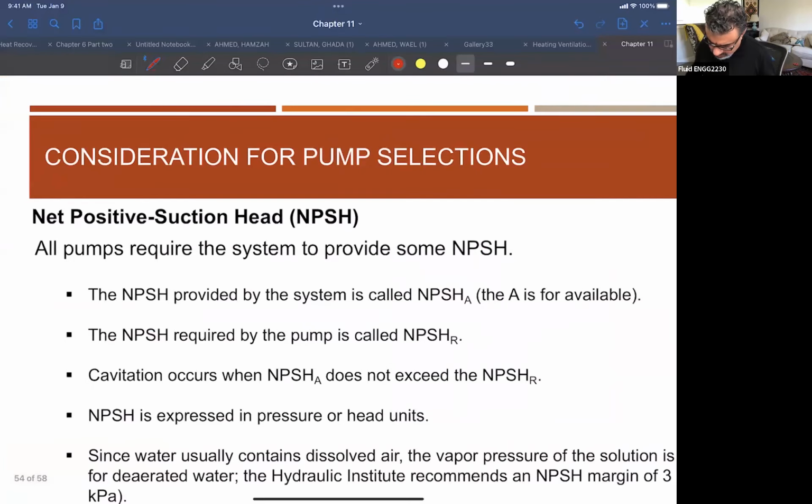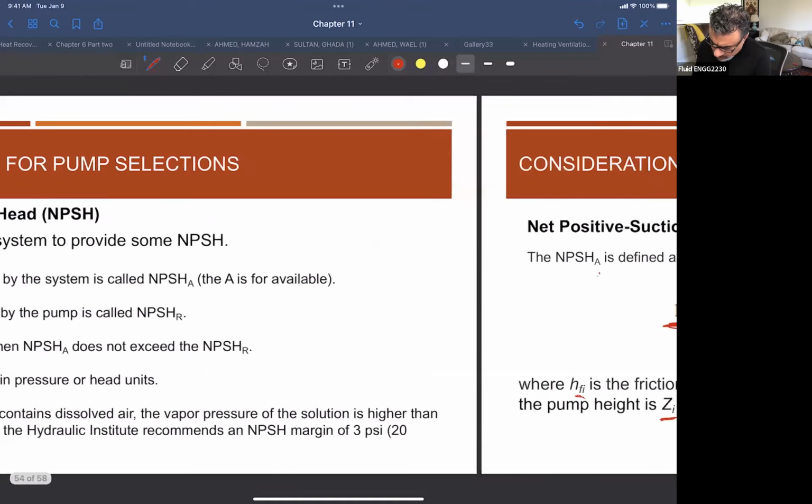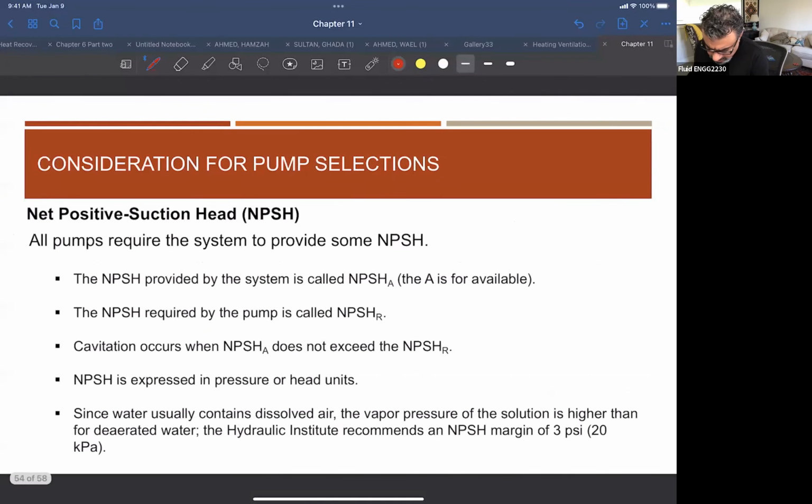And that's why this slide is telling you that you have a net positive suction head available in the system, which you can calculate based on this equation, right? And the required one here is provided by the manufacturer. In order to avoid cavitation, the net positive suction head available should exceed the net positive suction head required by the pump. Okay.